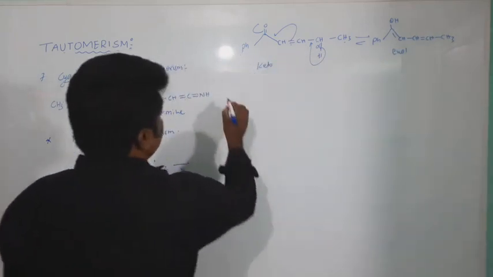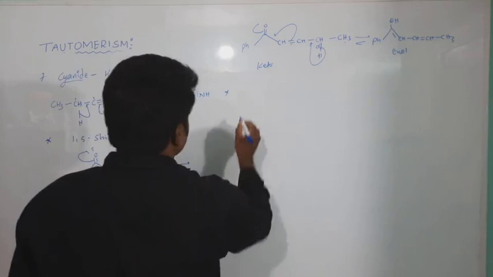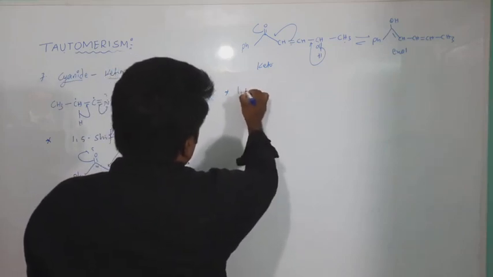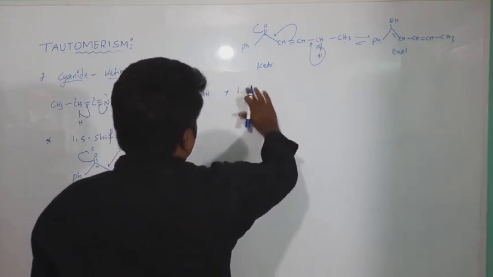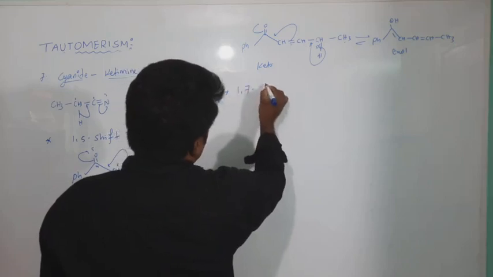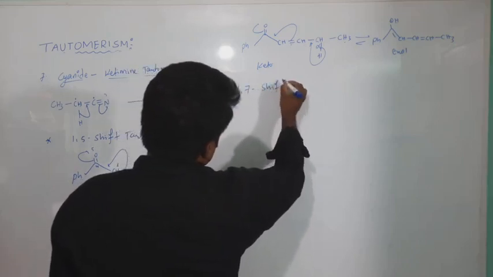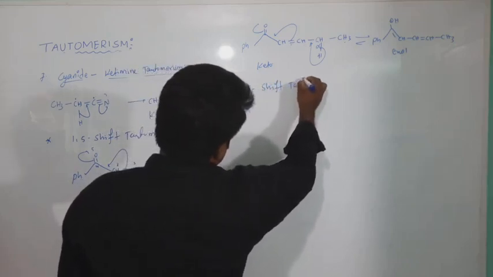So one more is there. 1,5 is over. Now 1,7 shift tautomerism.